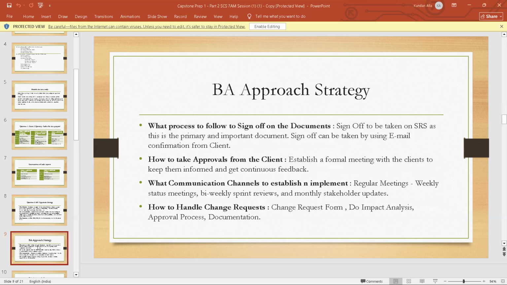So, what process to follow? After that, sign off on the documents. Sign off is to be taken on the SRS, which is the software requirement specification, as this is the primary and important document. Sign off should be taken by using email confirmation from the client. Software requirement specification means what kind of software we need to use for that project. We'll be writing all those software requirements in a separate document.